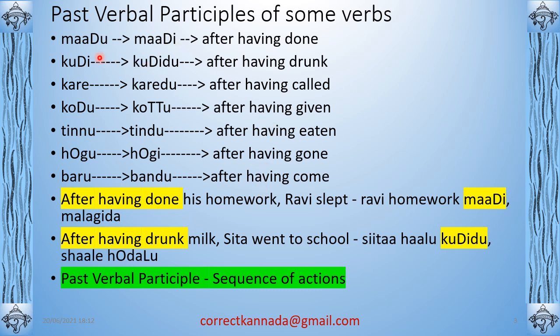First, I'll give the past verbal participle of some of the verbs. Madu, u ending, regular verb, madi, after having done. That is the corresponding English equivalent. Kudi, drink: kudidu. This is i ending, so kudidu. U ending, madi. These are regular u ending, regular i ending. After having drunk. Kare, a ending: karedu, after having called. So I gave you u ending regular, i ending regular, a ending regular, three verbs.